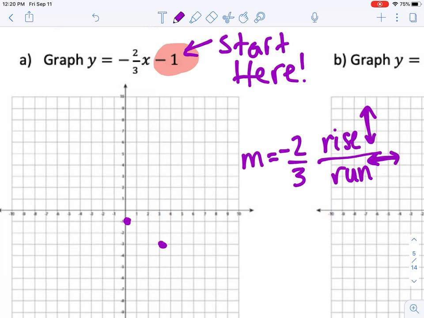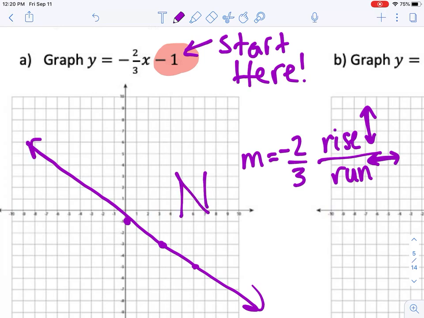We can do that again from our new point. We go down 2 to the right 3. You'll notice we need a negative slope. This indeed has the same slant as an n, so we are good to go.